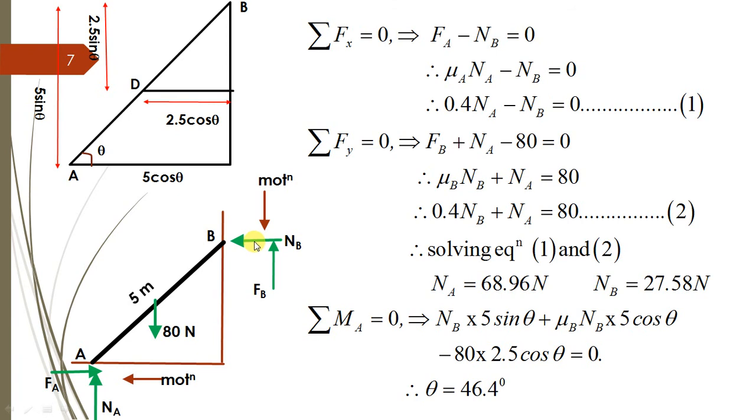Only two forces in x direction. Fa is equal to mu a into Na. So mu a is given 0.4. So you will get one equation between Na and Nb. So 0.4 Na is equal to Nb.